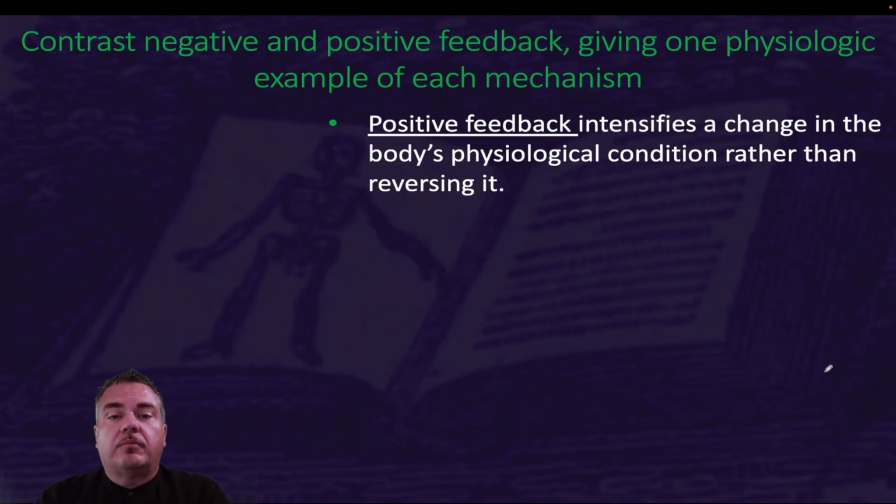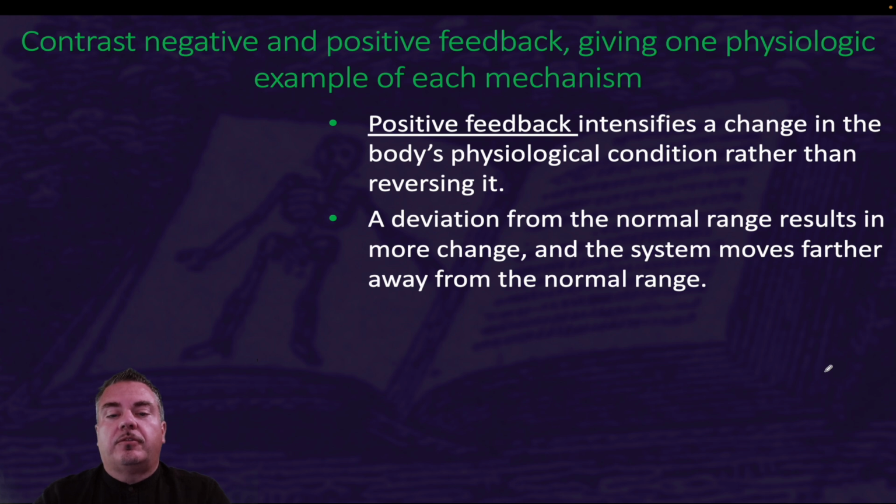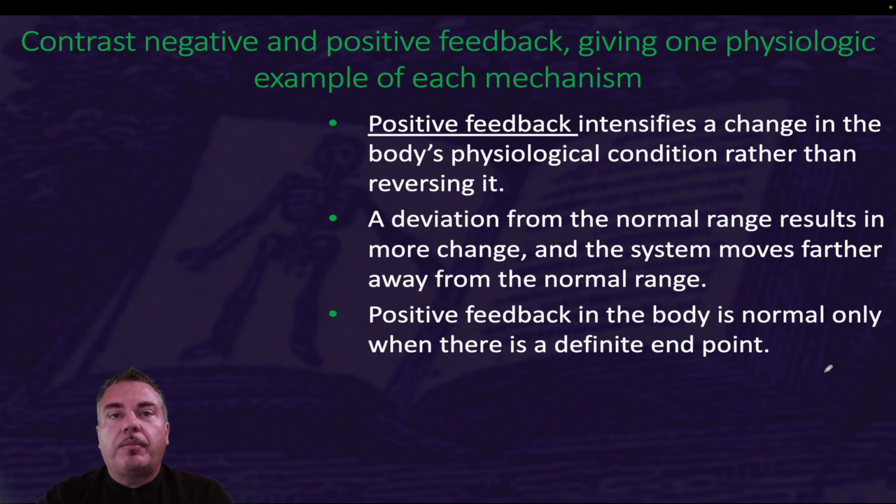Besides negative feedback systems, there are also positive feedback systems. Positive feedback intensifies a change in the body's physiological condition rather than reversing it. For example, instead of the air conditioner noticing that it's getting too cold and stopping it from being too cold, it'd be like if it notices it's getting cold and it keeps getting more and more and more cold. A deviation from the normal range results in more change, and the system moves farther away from the normal range. Positive feedback in the body is normal only when there is a definite endpoint.